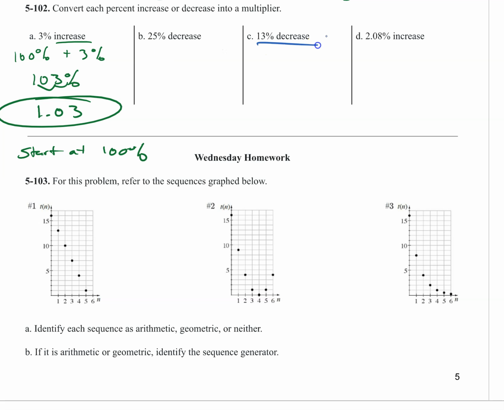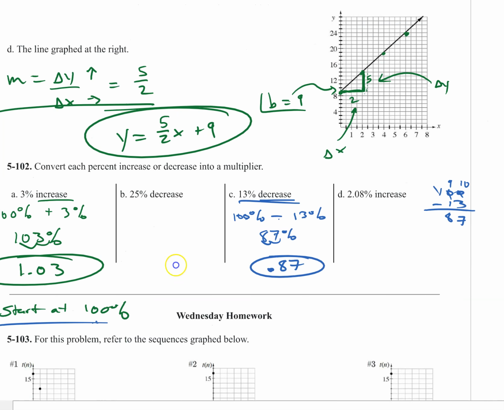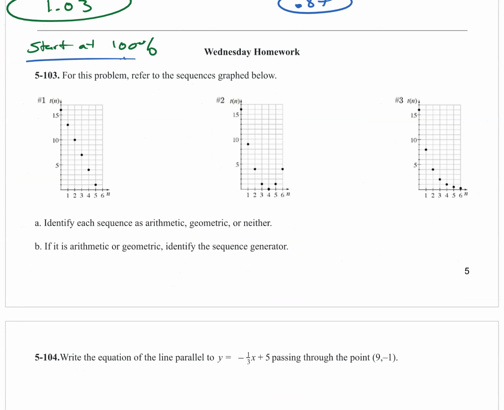How about this one? Actually, let's do C. So for C, don't forget to start at 100. Decrease means subtract. 100 minus 13%. And 100 minus 13. Let's see, this is 9, 10. 10 minus 3 is 7. 9 minus 1 is 8. So this is going to be 87%. Right? And then move the decimal over. 0.87. Don't forget to start at 100. That's the common mistake here. Avoid that mistake.